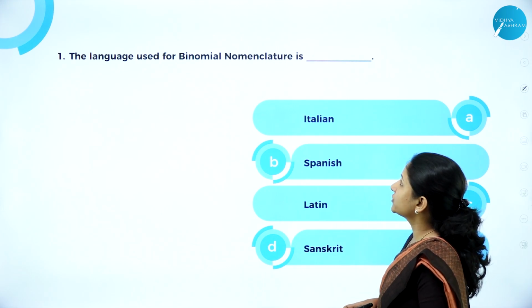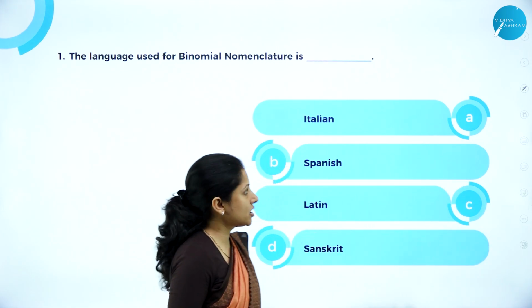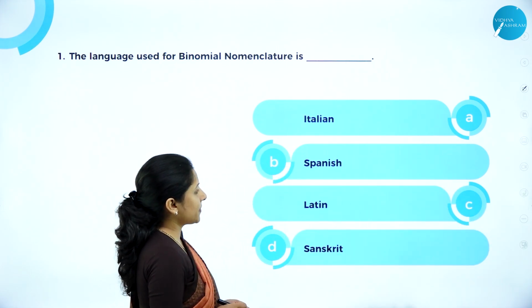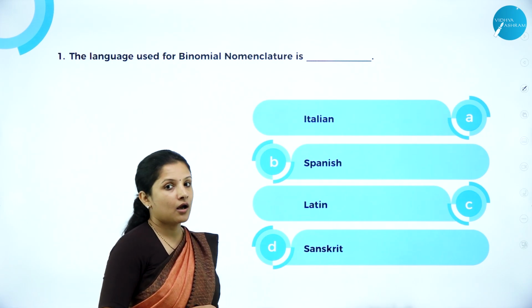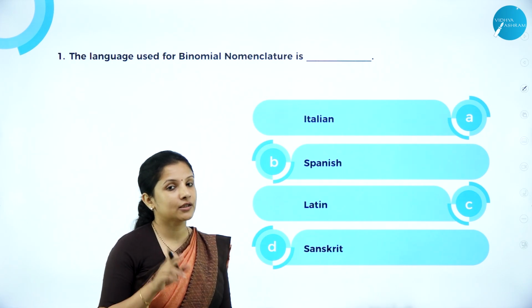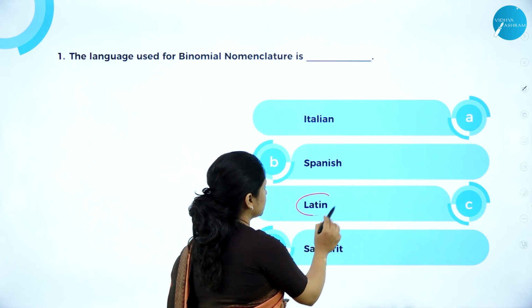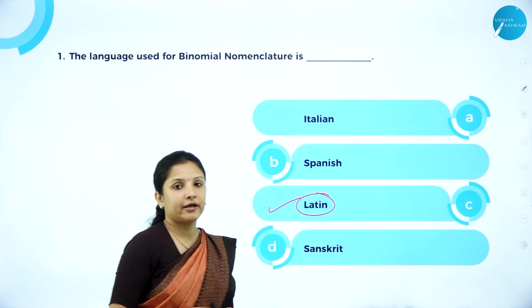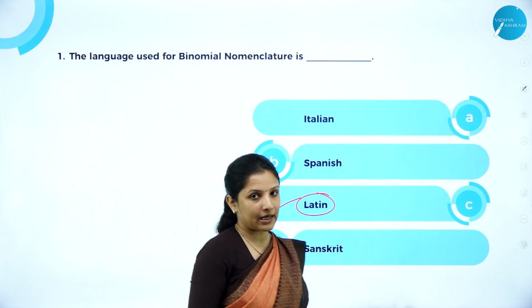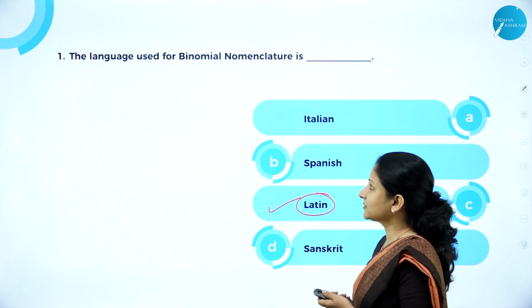So next, let's move on to the MCQs that can be asked under this particular topic, that is binomial nomenclature. The language used for binomial nomenclature is it Italian, Spanish, Latin or Sanskrit? Remember the universal rules. The language that is used is Latin. So we are supposed to take binomial names only from the Latin language. So the answer here is Latin.